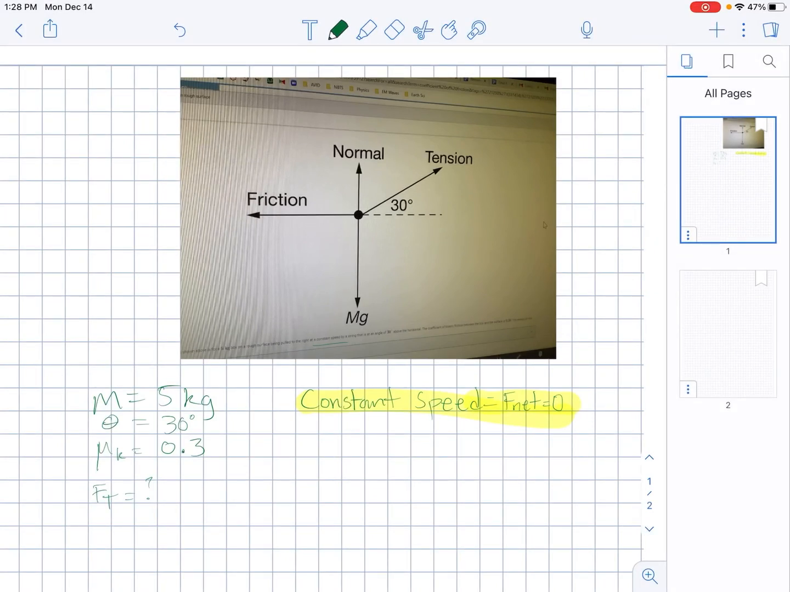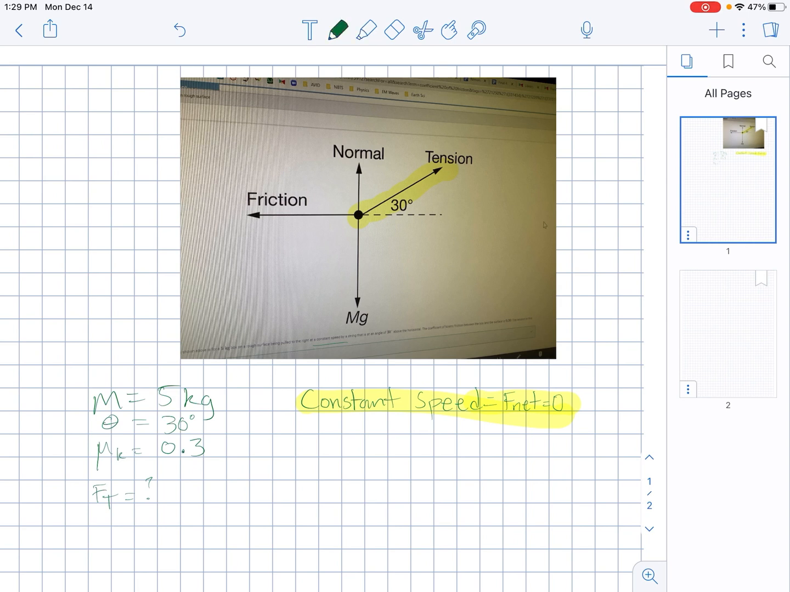All right, guys. Again, I wanted to record a video of how I solved this particular problem. In this problem, it is asking us to solve for the tensional force. A couple things we want to do from the get-go is establish what variables we know in this particular problem, and what type of motion we are seeing here.